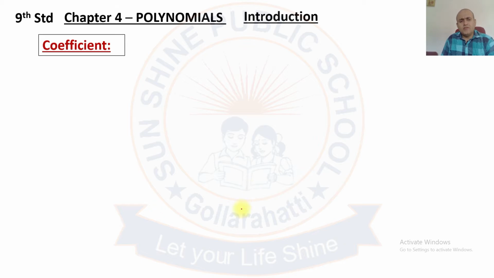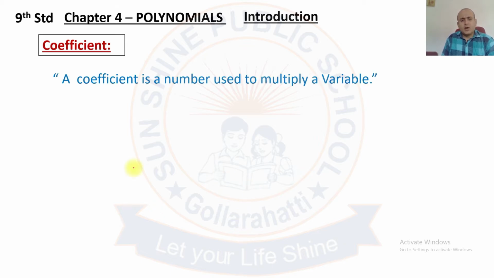And what is called a coefficient? A coefficient is a number used to multiply a variable. For example, 8x cube minus 7x square. That means 8 is being multiplied to a variable, and 8 is called the coefficient of x cube. And 7 is multiplied to x square, so 7 is the coefficient of x square.